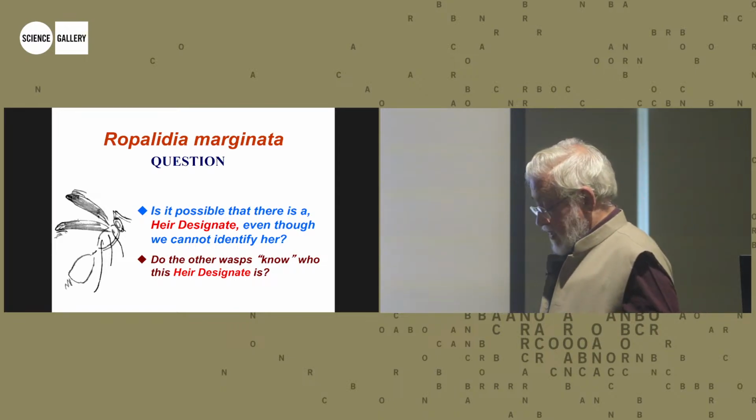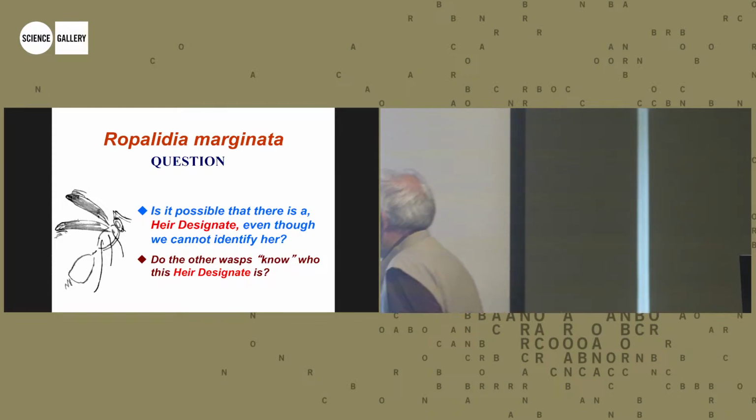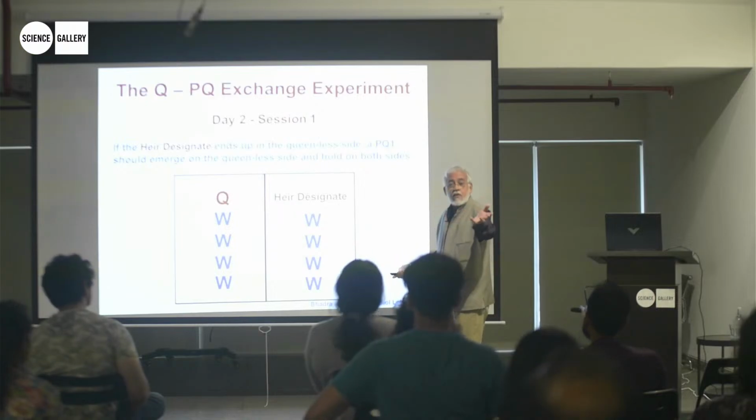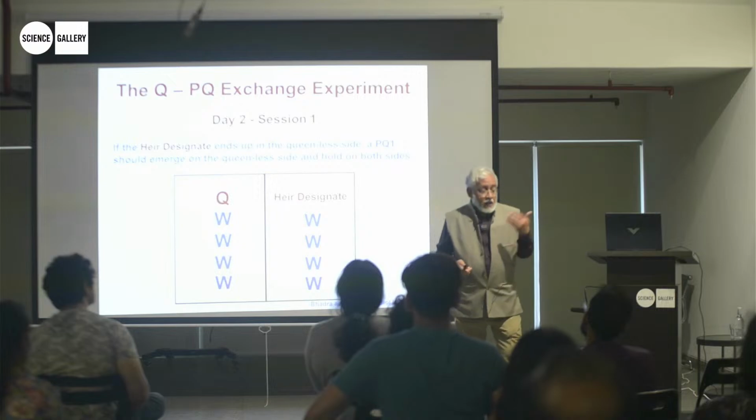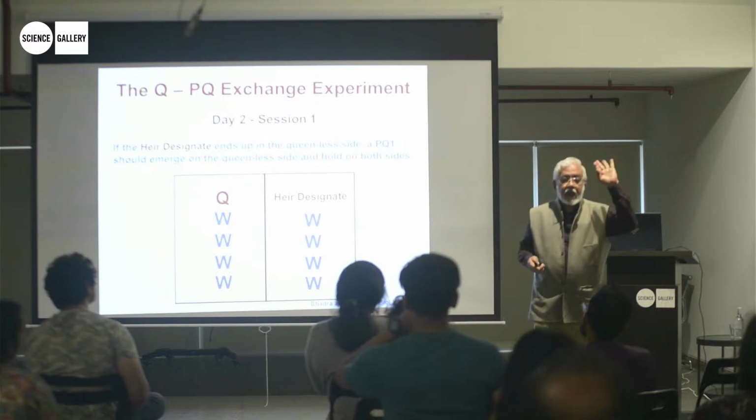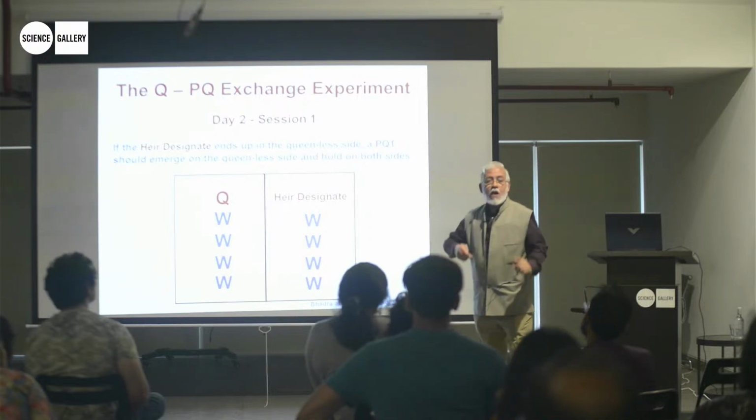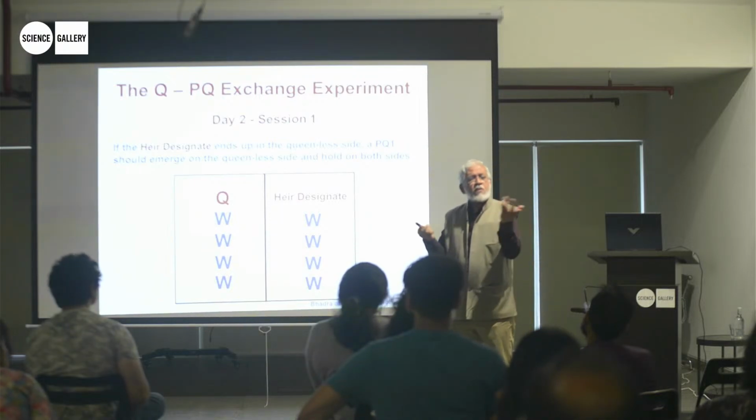The idea is this. Now this is the nest, let's say. We cut it in half and we introduce the queen and half the workers, randomly chosen, on one side, the other half on the other. Now let us imagine, as we already said we are assuming there is an heir designate, that the heir designate is sitting here on the opposite side of the queen, just by chance.